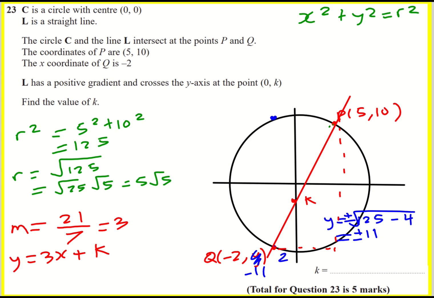So I'm going to sub in the 5 and the 10. It's just a bit easier than subbing in negatives. So 10 is going to equal 15 plus k. k is going to equal minus 5. Good effort.